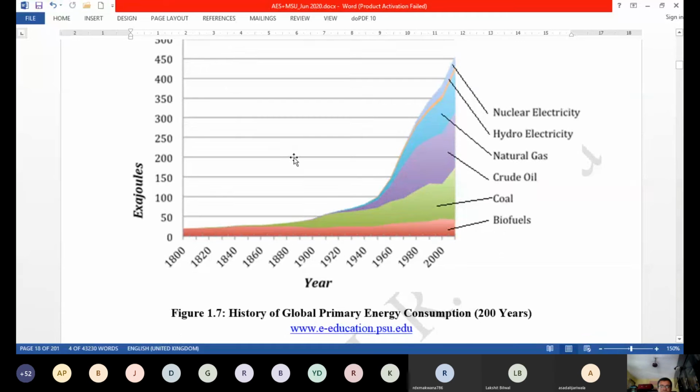Somewhat similar graph was seen for population. Now this is for energy. How has the energy usage in the world grown?